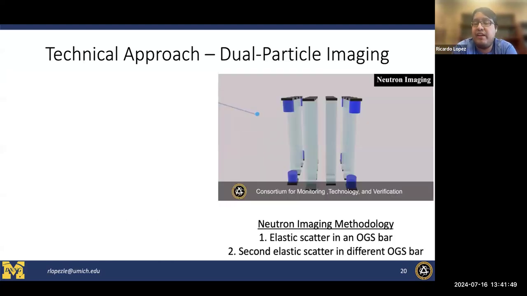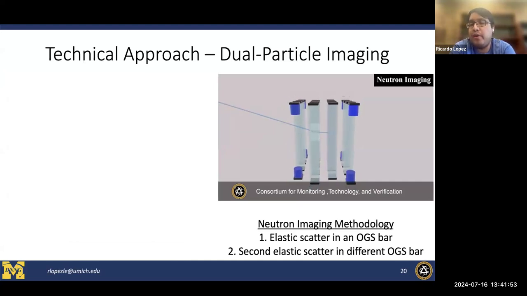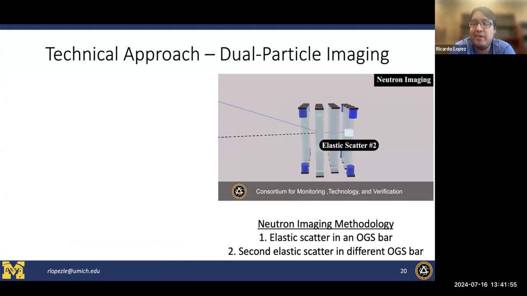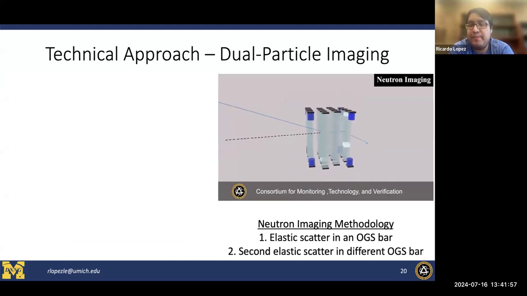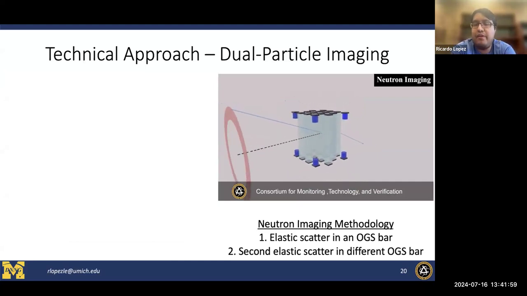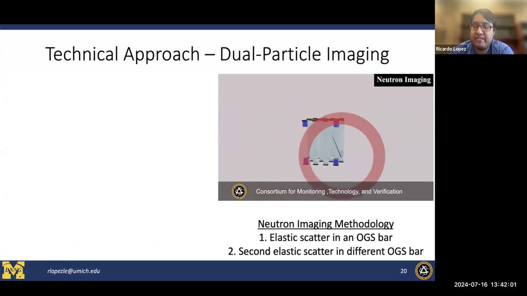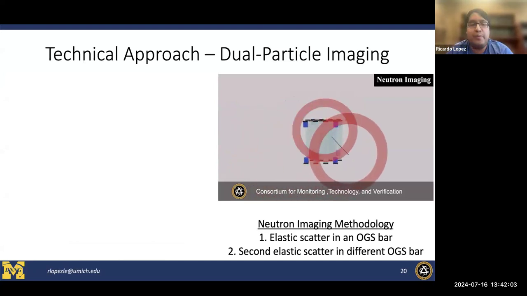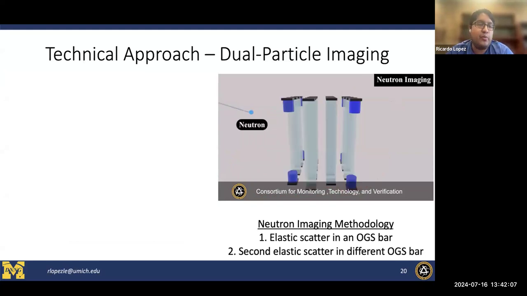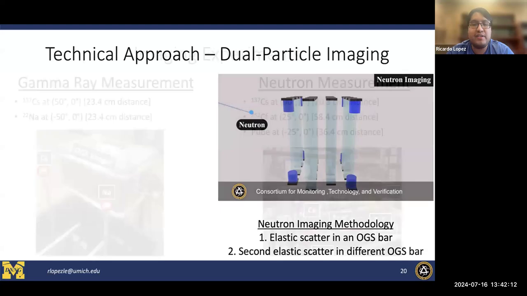Similarly, for an incident neutron, all I'm looking for is an elastic scatter off one bar and a subsequent elastic scatter off a second bar in the system. As long as it doesn't happen in the same bar, then we're good in this particular case. And again, if we measure for long enough, we get enough of these cones and they should all intersect right where the most probable location of the source would be in the environment.